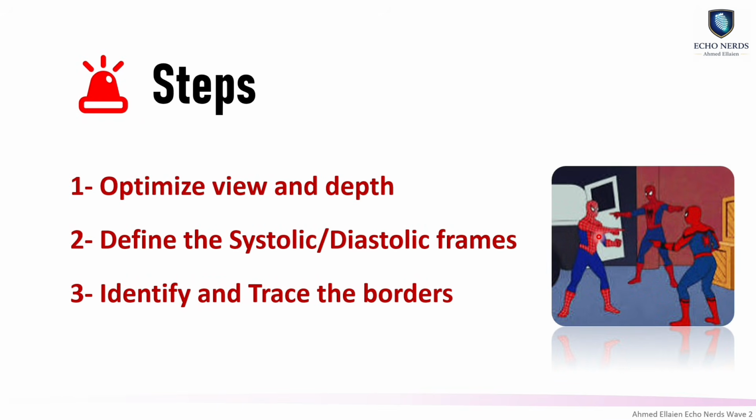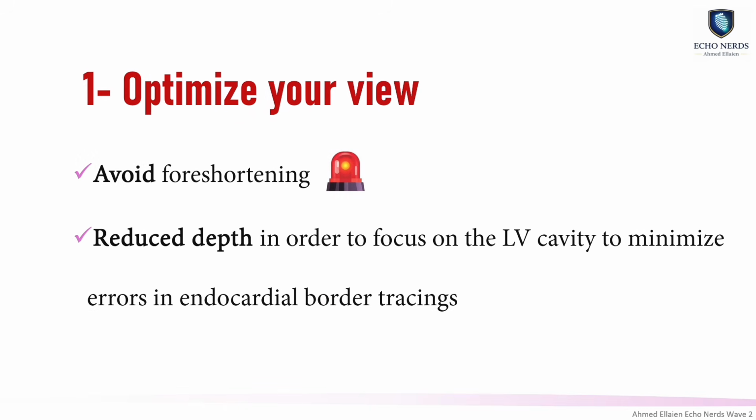And here we will see the appropriate steps to implement this Simpson Biplane method. Obtaining the accurate Simpson measurement involves three essential steps. First of all, we have to get the optimized view and the optimized depth. Then we have to define the systolic frame and the diastolic frame, which is the maximal contraction and the maximal relaxation. Then we have to identify the true border and trace them. So let's see those steps in detail.